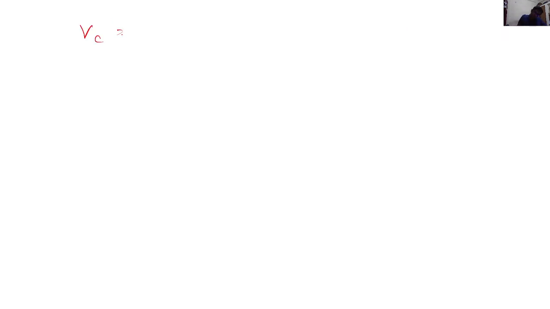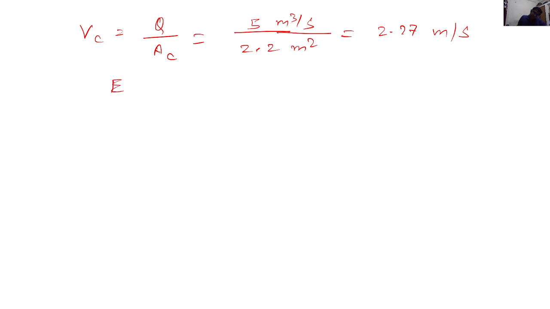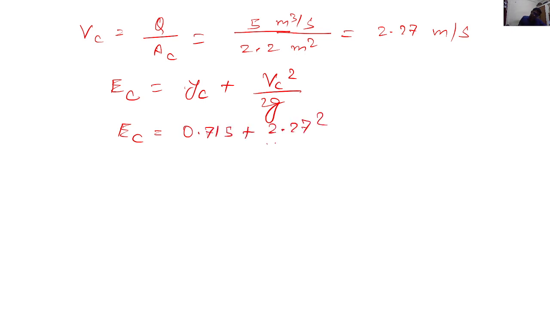So Vc is nothing but Q by Ac, and that would come to be 5 meter cube per second by 2.2 meter square. So that would be 2.27 meter per second. So the critical energy would be nothing but yc plus Vc square by 2g for a trapezoidal channel. That is Ec equal to 0.715 plus 2.27 square by 19.62, which is 2 times 9.81, so that is 0.98 meters. Let's move to the next question.